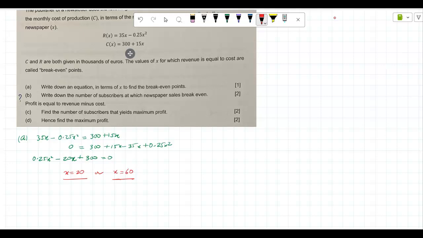Profit is equal to revenue minus cost. So profit is equal to revenue 35x minus 0.25x square, minus cost 300 plus 15x. So 35x minus 0.25x square minus 300 minus 15x. So minus 0.25x square plus 20x minus 300. Find the number of subscribers that yields the maximum profit.